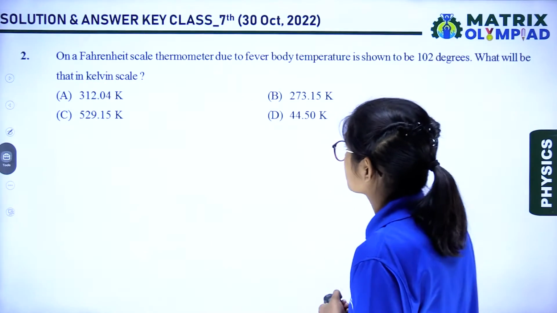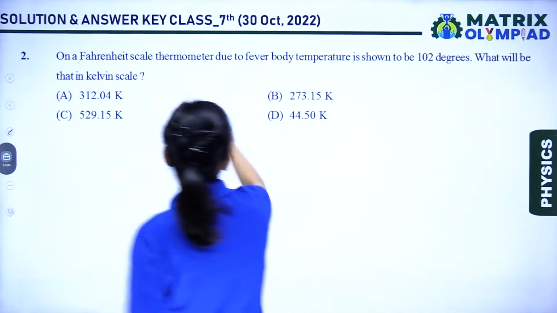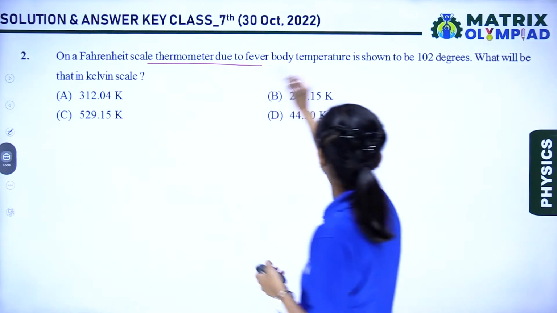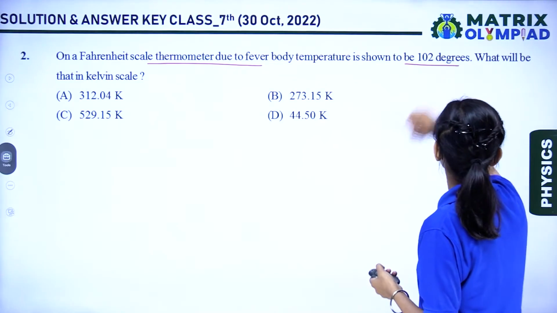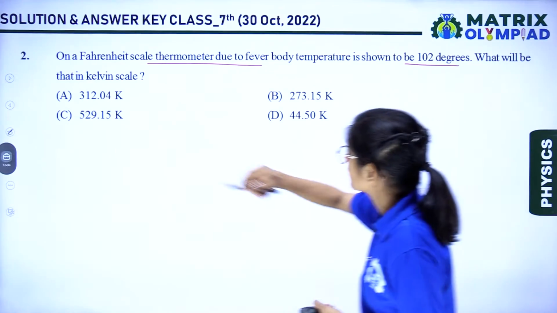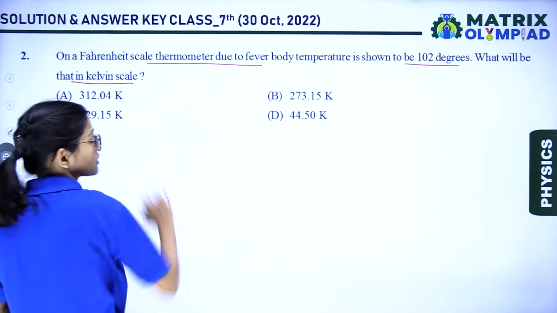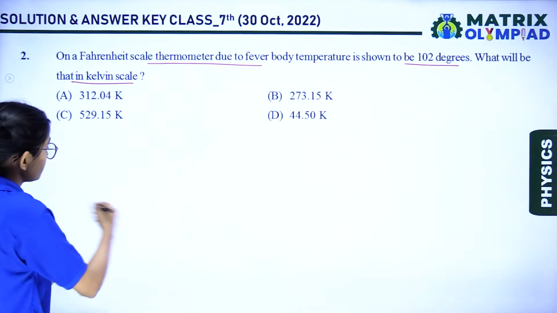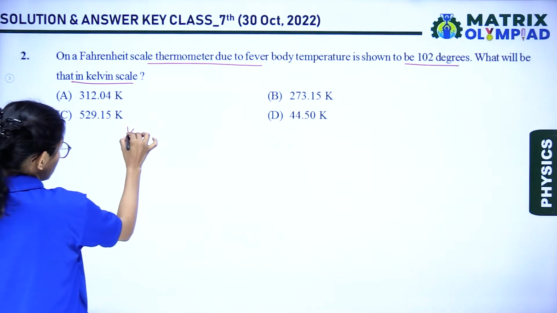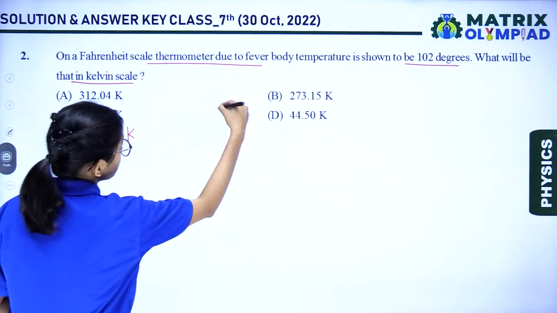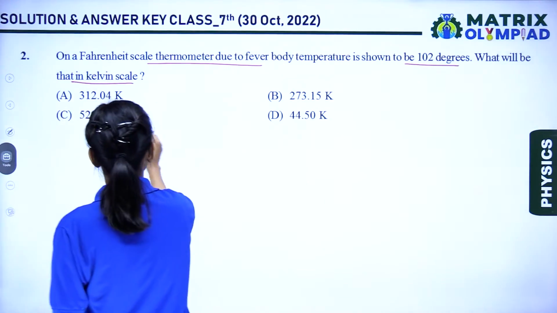Now let's see question number two. In question number two, the person has a fever and the body temperature is 102 degrees Fahrenheit, and we have to find that temperature on the Kelvin scale. Let's see how we can convert a temperature given in Fahrenheit to Kelvin.